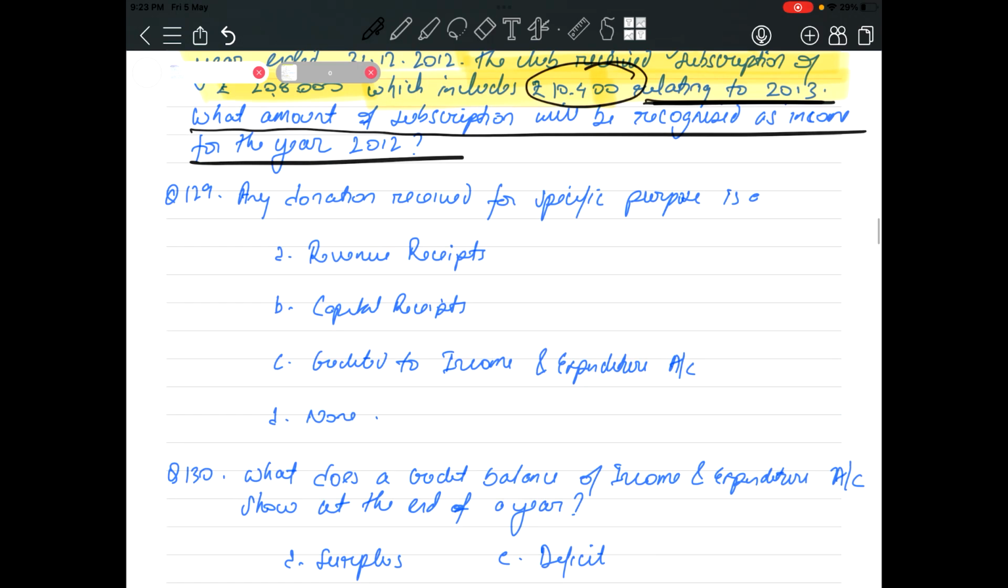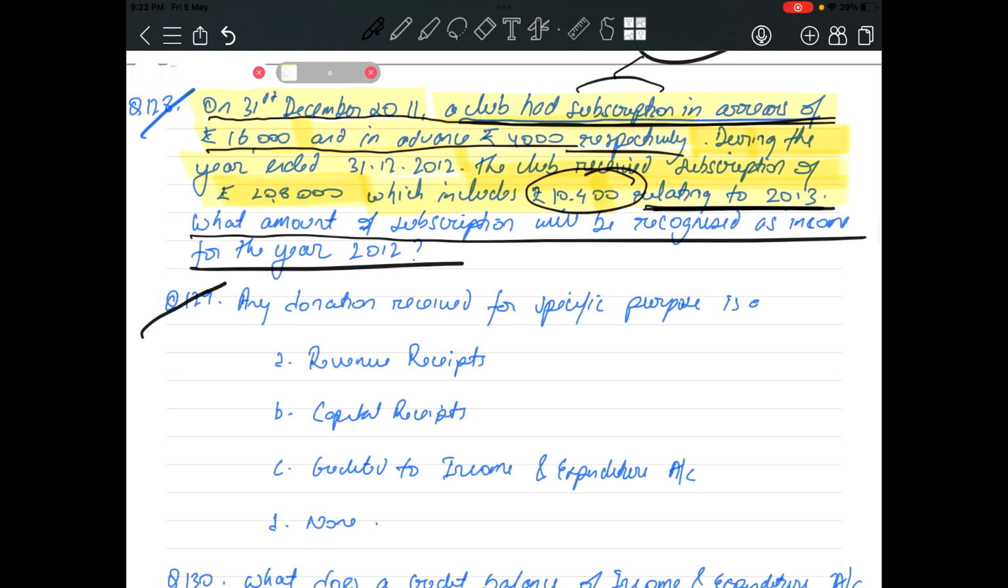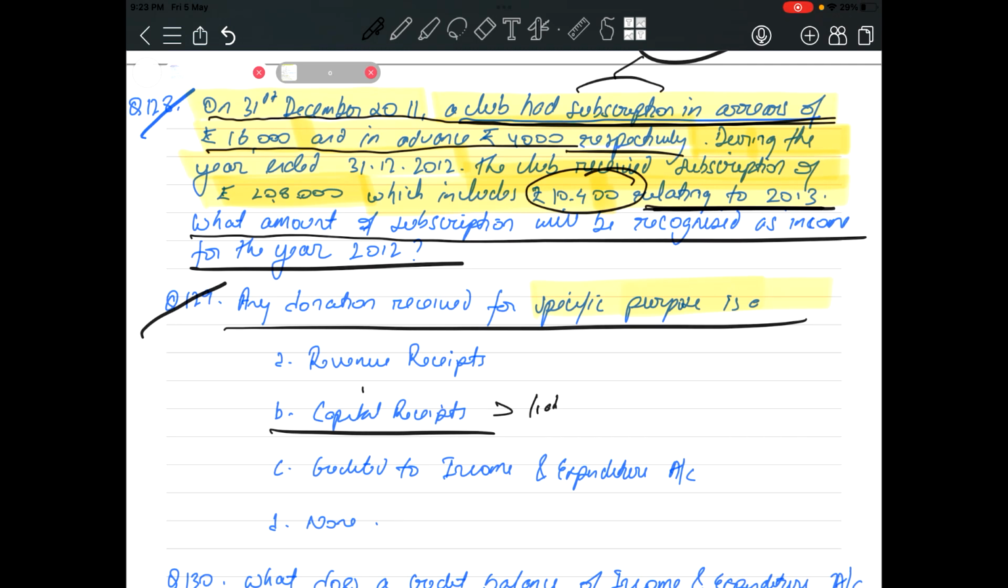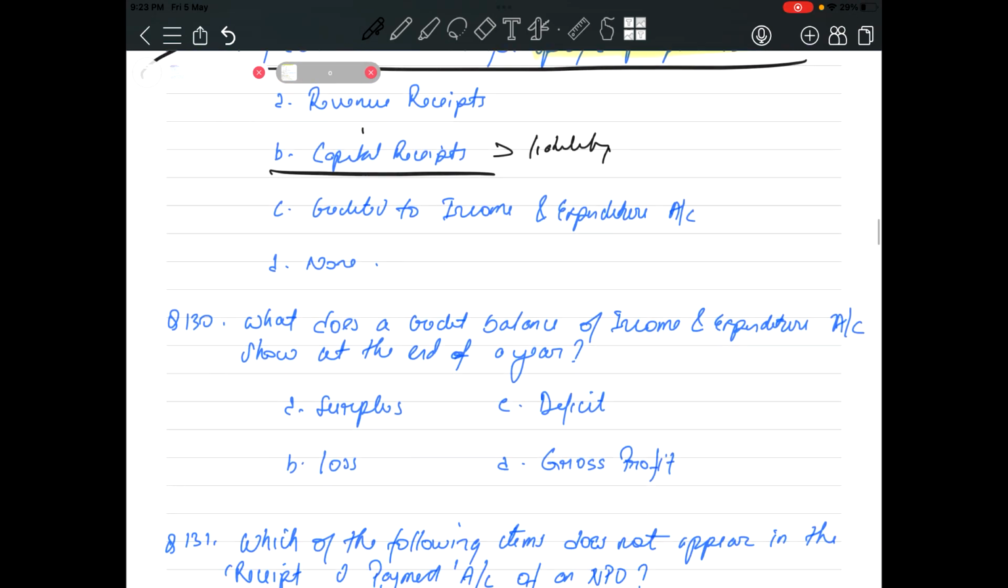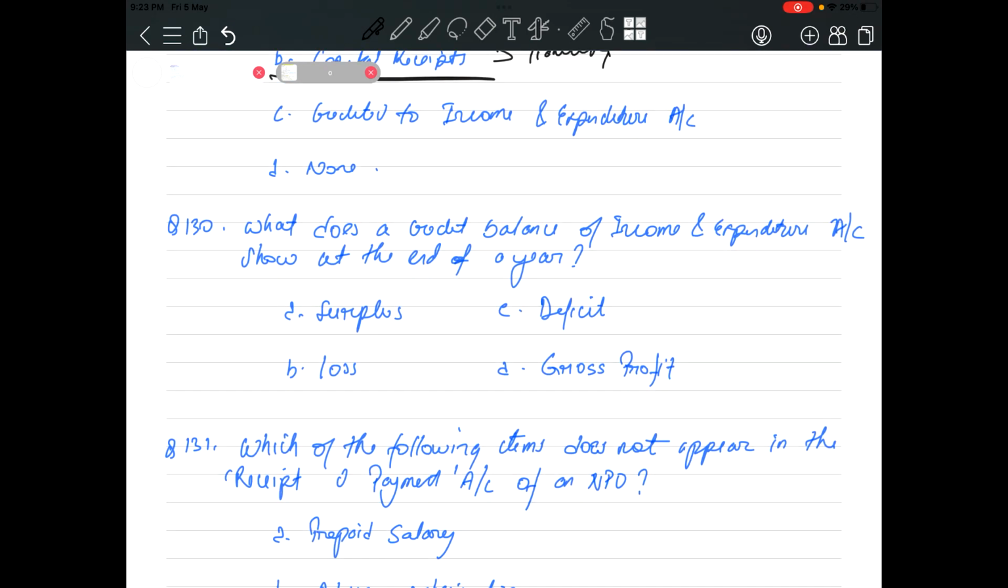Now let's see question number 129. Any donation received for a specific purpose, simple, it is a liability and it is a capital receipt. So the answer for question number 129 is capital account, capital receipt. Next, question number 130.